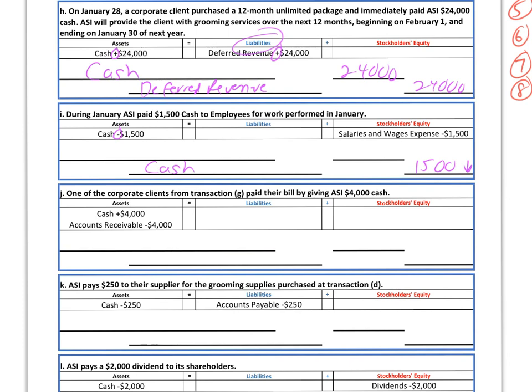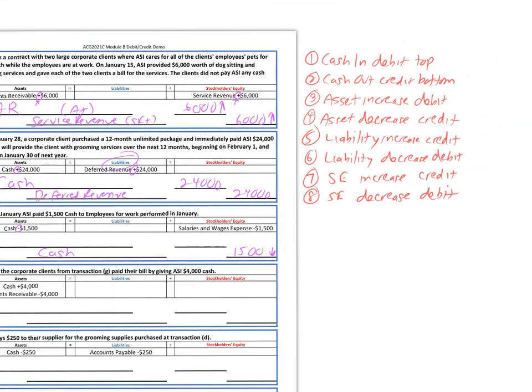Right, now what about the wages expense? Let's look at our rules. Well, when we did revenue, we had stockholders' equity increasing with the credit. When you have an expense, you see the little minus sign there. Stockholders' equity is decreasing on the debit side. So decrease on the left and put the amount on the top of the journal entry. So that's what we're going to do with that expense here.